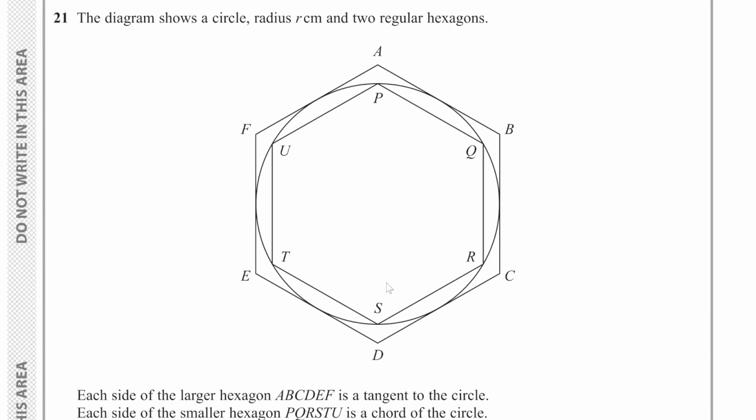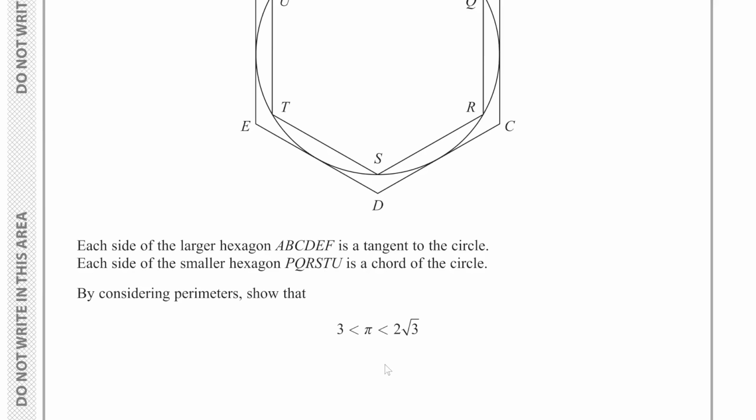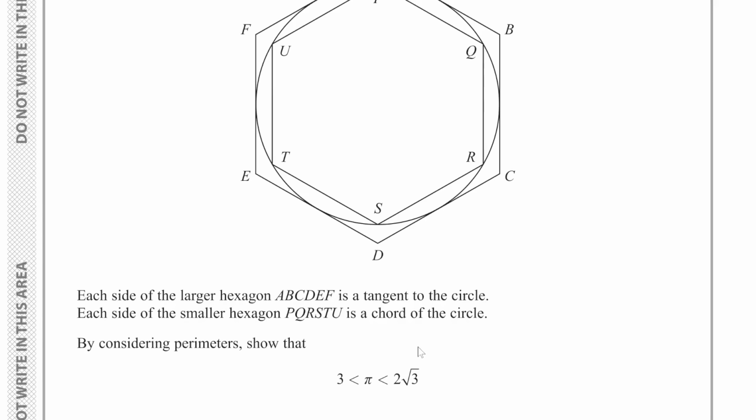Question 21. This is the last question. The diagram shows a circle, radius r centimeters, and two regular hexagons. Each side of the larger hexagon, A, B, C, D, E, F, is a tangent to the circle. Each side of the smaller hexagon, P, Q, R, S, T, U, is a chord of the circle. By considering perimeters, show that pi is between 3 and 2 root 3.